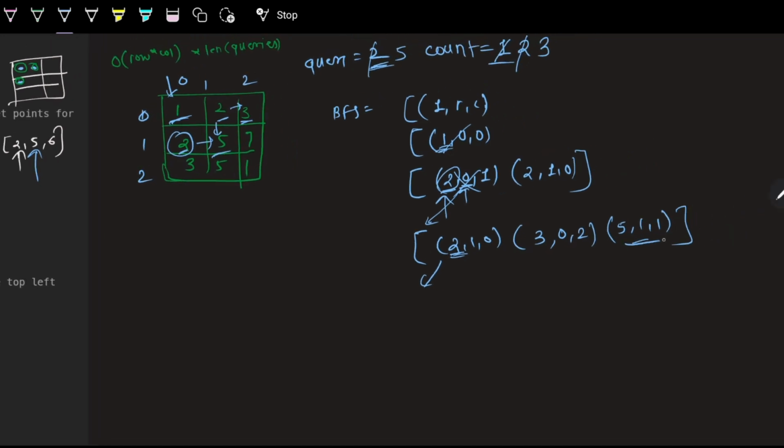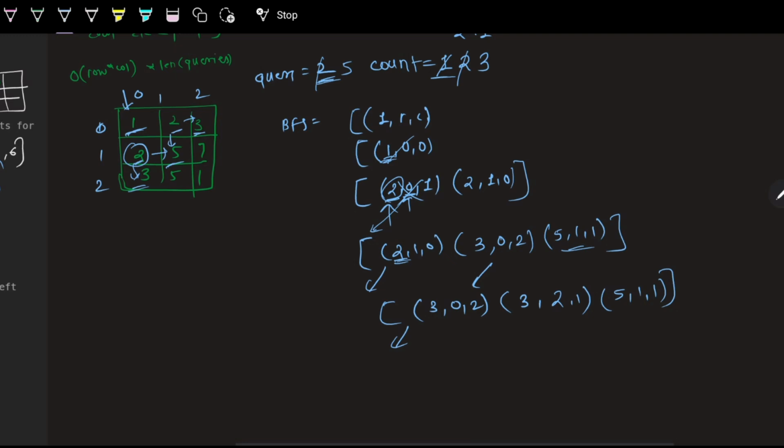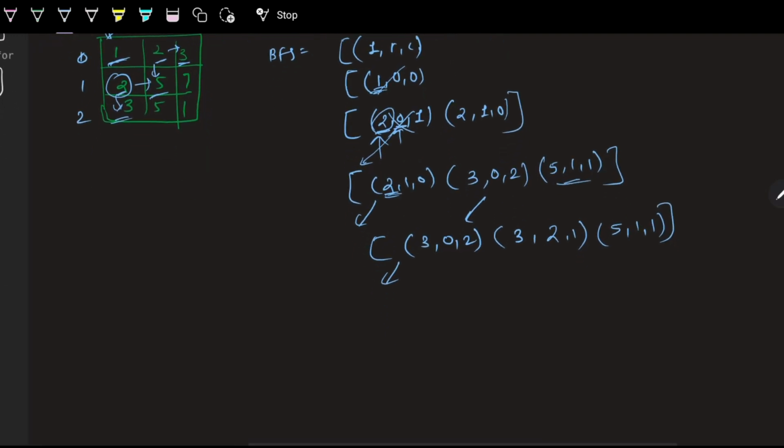I have already visited, it is already in the queue, so I will not go there, but I will try to go here. So I will put it again, so it will become now 3, 0, 2, as it is a min heap, this will come first, then 3, then this will come first, 2, 1, then 5, 1, 1. Make sense? Now again I will take the top, which is again smaller than my query element, that is 5. So I will increment the count by 1, that is 4 now, and I will take it out.